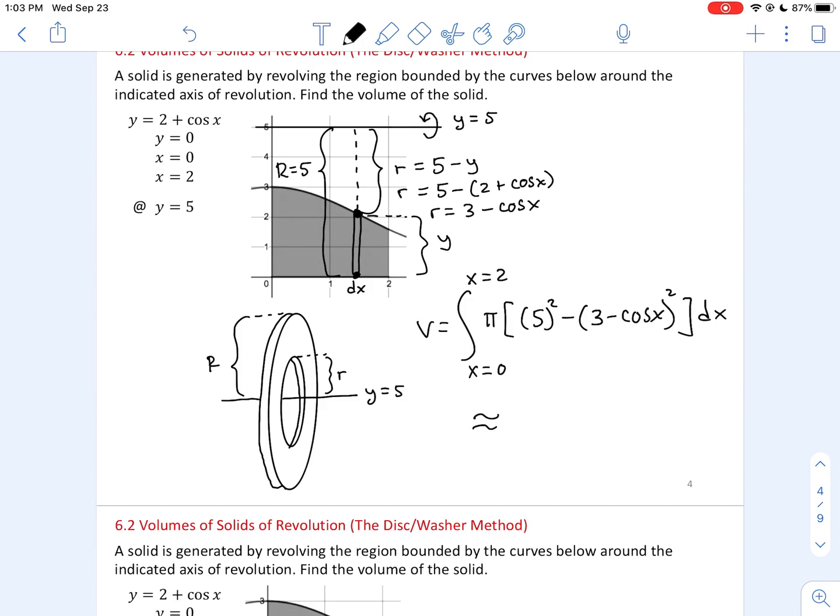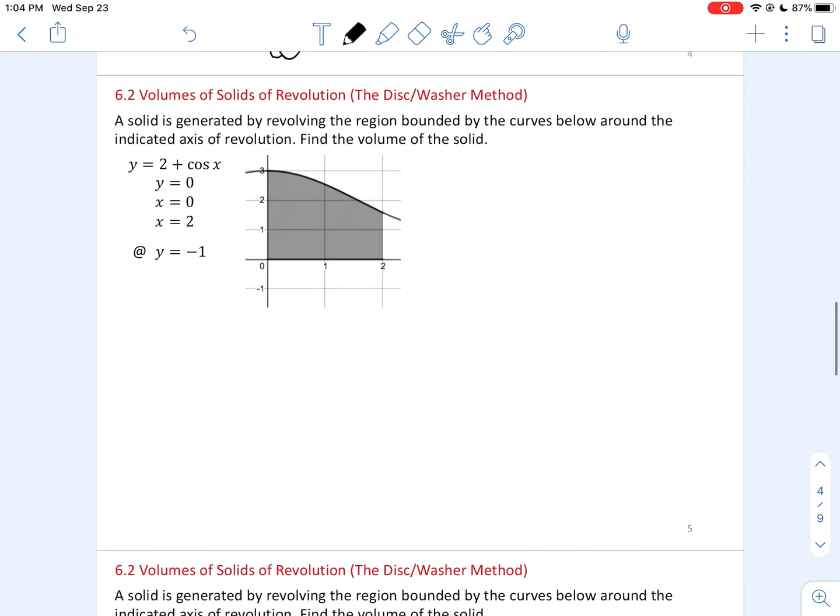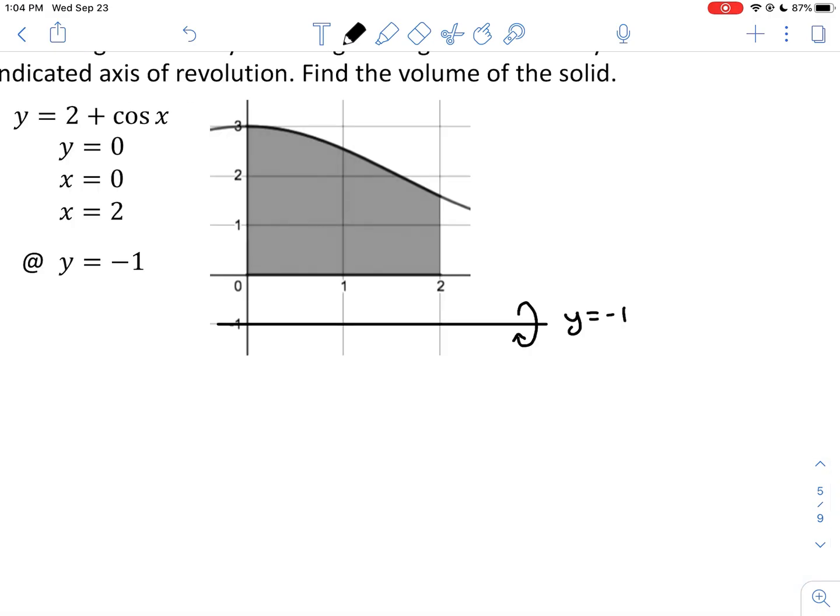And when I reach for Desmos and do this, I get something about 115.1236 cubic units. Okay, let's do the exact same region, but revolve around a line that's lower than the region, around y equals -1. I'm still going to draw some sort of arbitrary strip, and this time I'm going to finish the problem without drawing the washer.